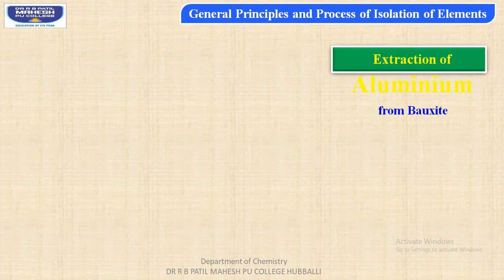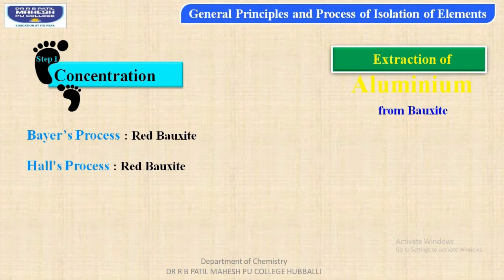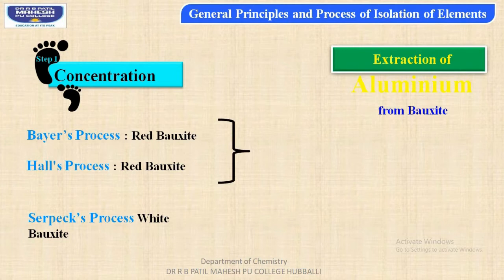Now let us consider the extraction of aluminium metal from bauxite ore. The first step is the concentration of the ore, which can be done by Bayer's process for red bauxite and Hall's process for red bauxite, and Serpeck's process for white bauxite. In the case of red bauxite, we have iron as the impurity.